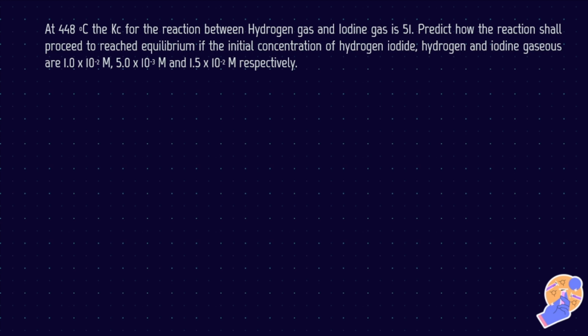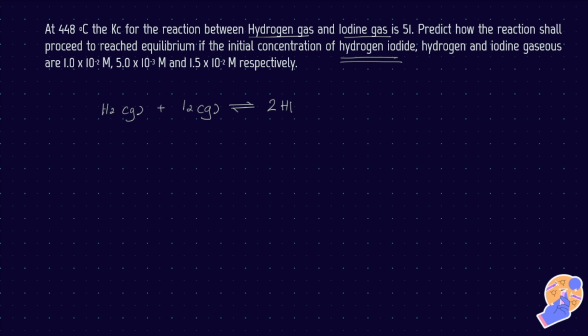The first thing that we need to do is write a balanced equation for this reaction. The reaction is between hydrogen gas and also iodine gas. So you need to write hydrogen gas reacted with iodine gas shall produce something. So you only have HI, right? So it means that you're going to have hydrogen iodide. In order for you to balance this equation, you need to put 2 around here so that the number of hydrogen and iodine at both sides are equal.